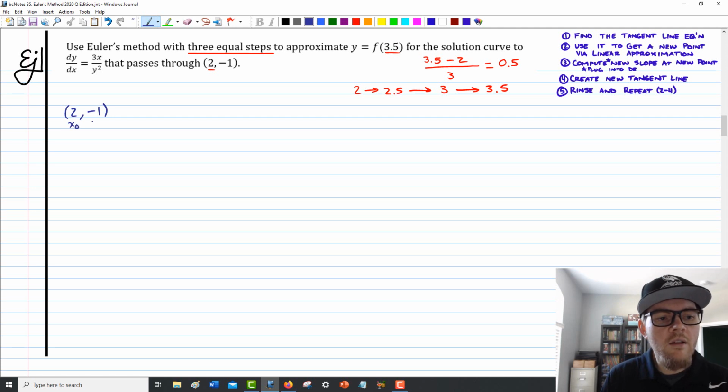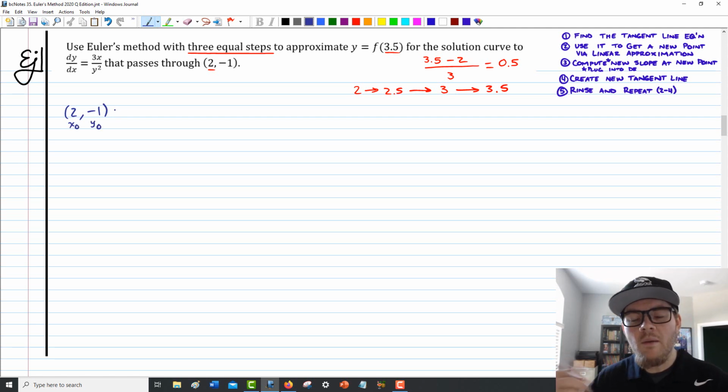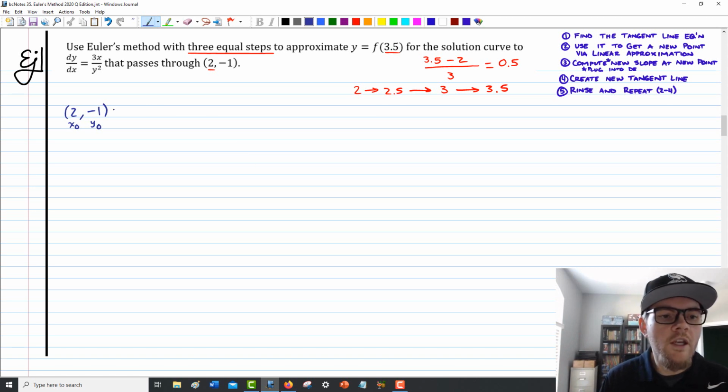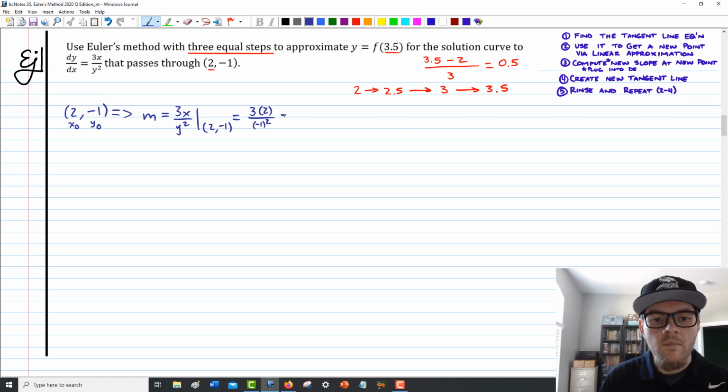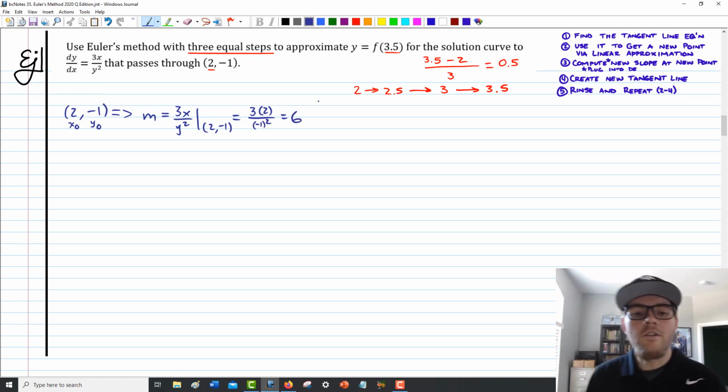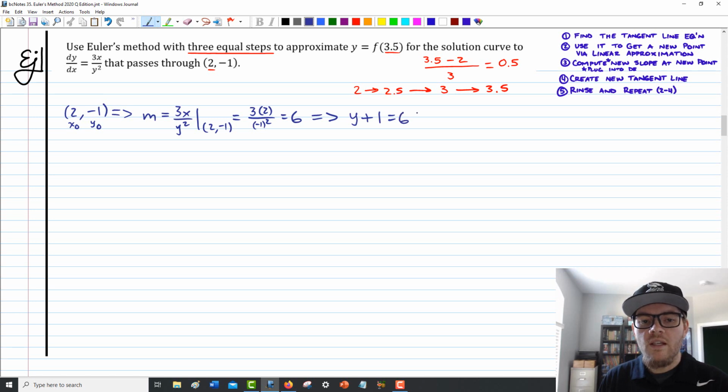Now again, it's not like you have to call them x sub 0 and y sub 0. I just think it kind of helps get my mind around this idea of doing the same thing over and over again. So if we start there, our slope is going to be equal to our differential equation evaluated at 2, negative 1. When we plug in here, we'll get 3 times 2 over negative 1 squared. That's equal to 6. Now that we have our slope, we can construct our full-fledged tangent line. So that full tangent line is going to be y minus a negative 1 equals 6 times the quantity x minus 2. So having done that, we now have our tangent line.